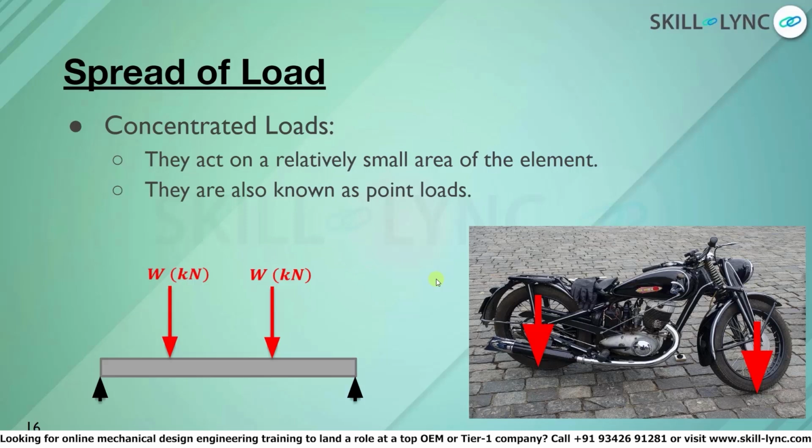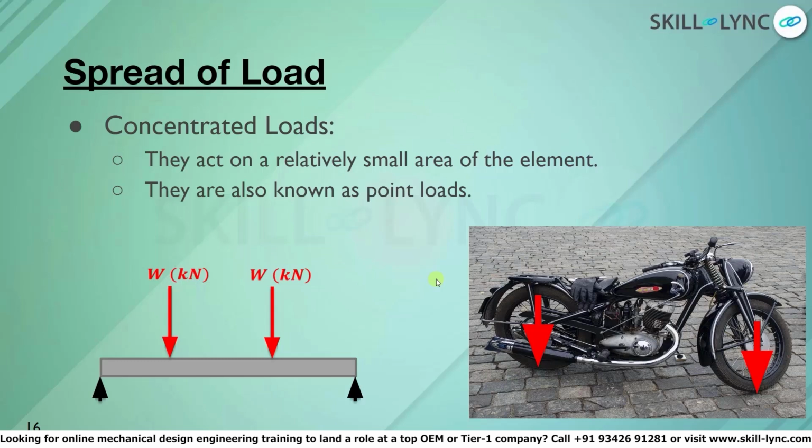When it comes to the spread of loads, which is basically how they are spread out on a structural element, the first type of load are concentrated loads. These act on relatively smaller area of the element. Thus, they are known as point load. Point loads are applied to a concentrated point on the support. An example would be a person standing at the free end of a diving board.